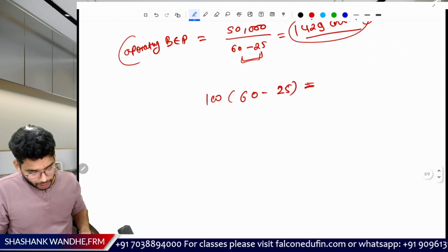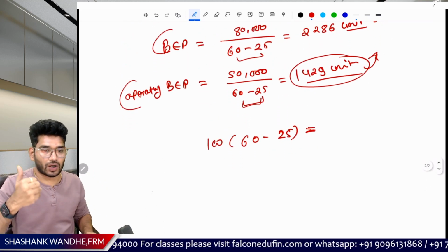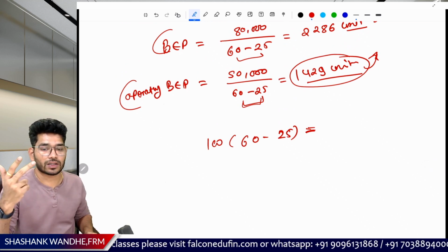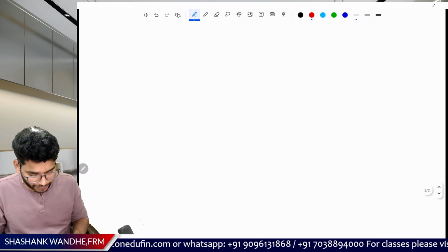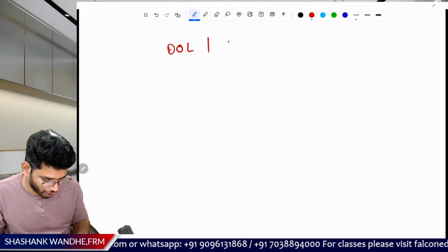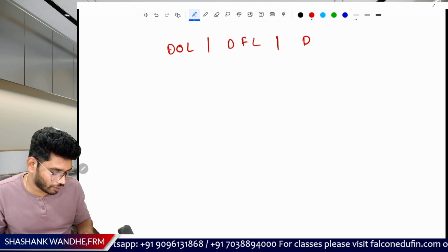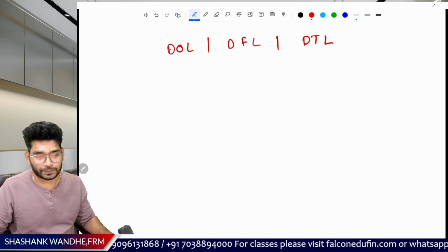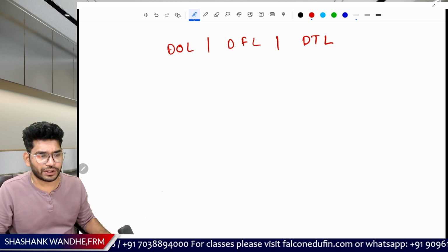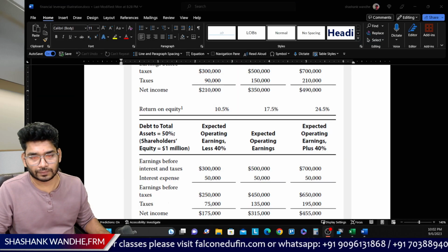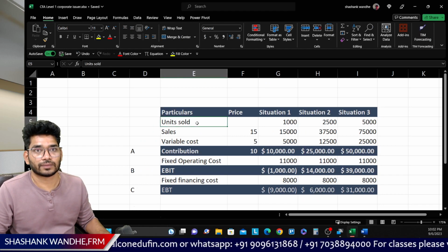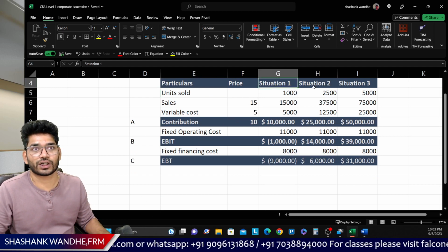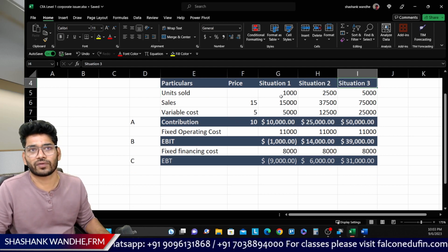Now, once you understand this BEP concept, that is fixed cost, fixed financing cost, fixed operating cost, and the BEP, break even point, we can discuss the degree of operating leverage, degree of financial leverage, and degree of total leverage. Okay, now see, I'll just show you a very simple illustration. Okay, just see this. Now in this illustration, we have situation 1, situation 2, and situation 3. So we are taking 3 situations.